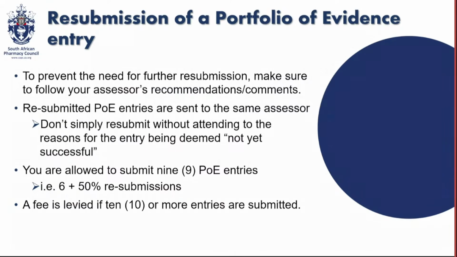You are allowed to submit 9 portfolio of evidence entries. You are supposed to submit 6, and SAPC allows you 50% resubmission. So that means if you are not yet competent for 3 of them, then a total of 9 portfolio of evidence entries can be submitted. But from the 10th entry that you resubmit, fees will be levied. So the first 9 entries are free, and from the 10th entry, a fee will be levied for every entry that you submit.